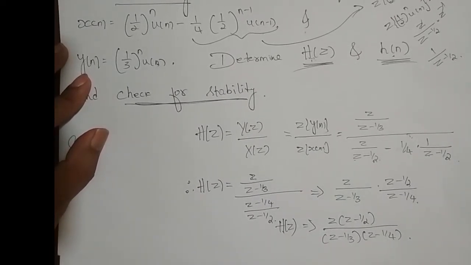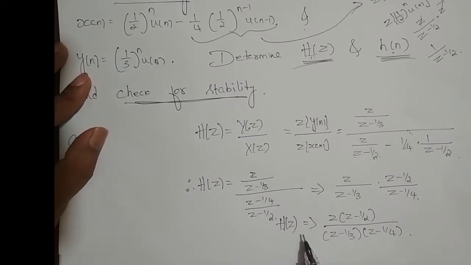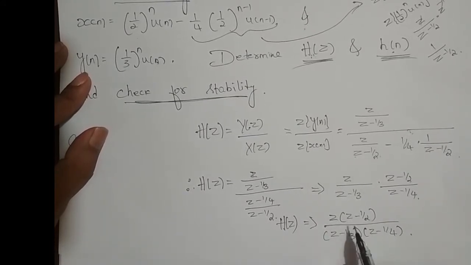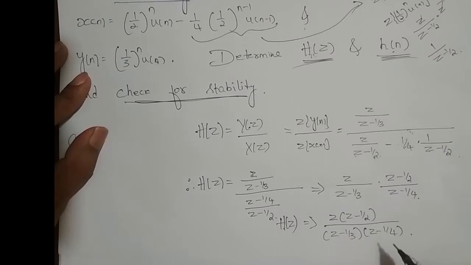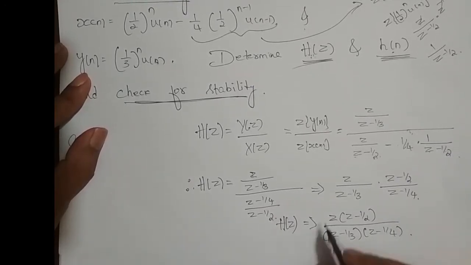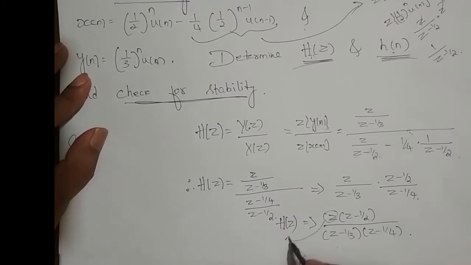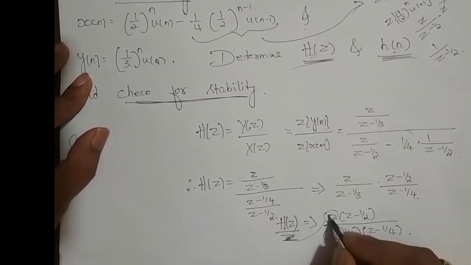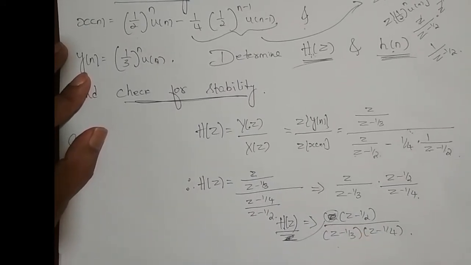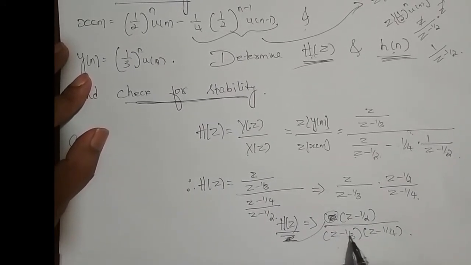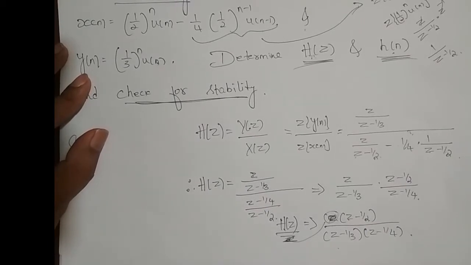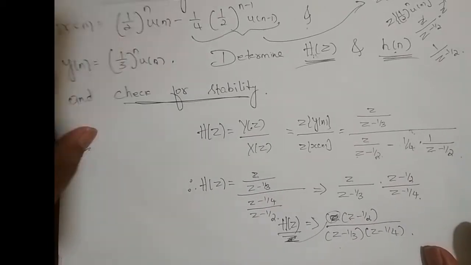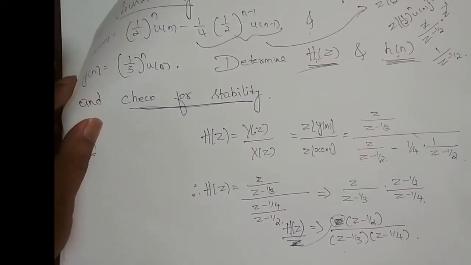So what is the next step? The next step is to bring this in the form of positive powers of z; since all are positive powers of z, I don't have to worry. So the next step is to bring this z to the left hand side. So what I end up with is H of z by z equal to z minus 1/2 divided by z minus 1/3 and z minus 1/4. Now I have to perform the partial fraction expansion, right?